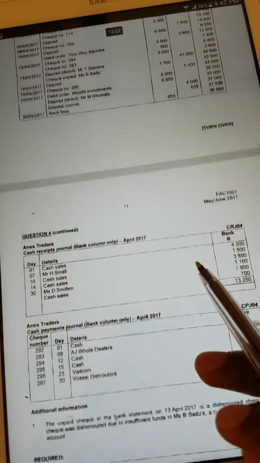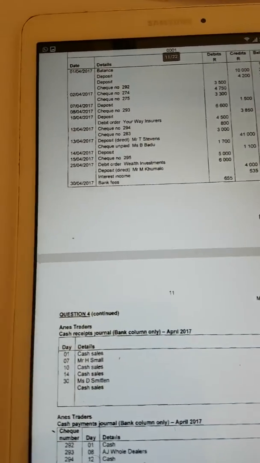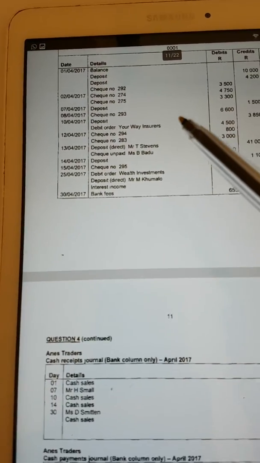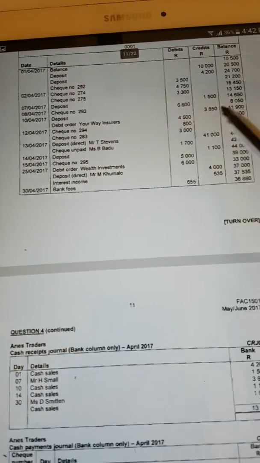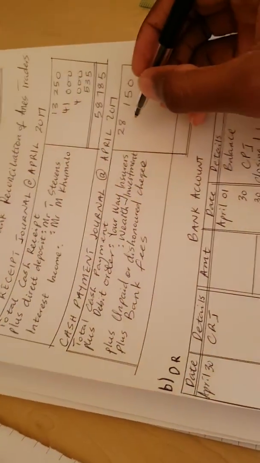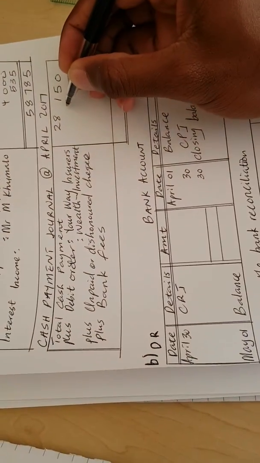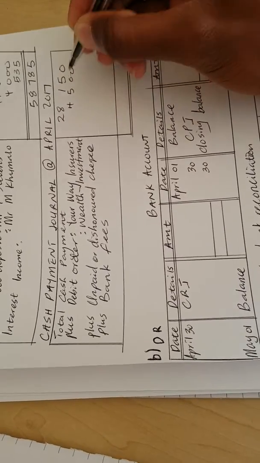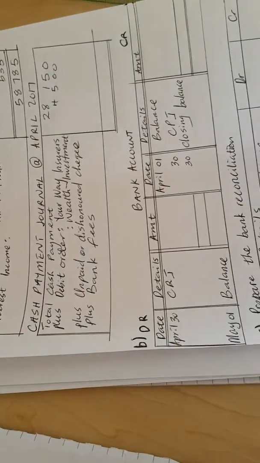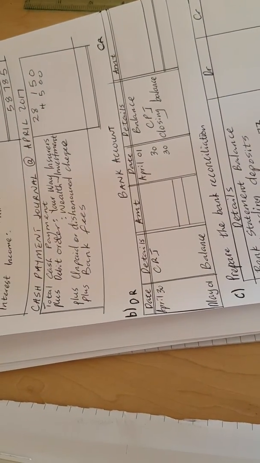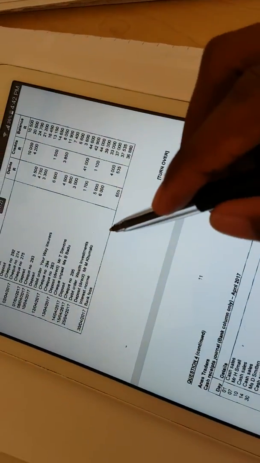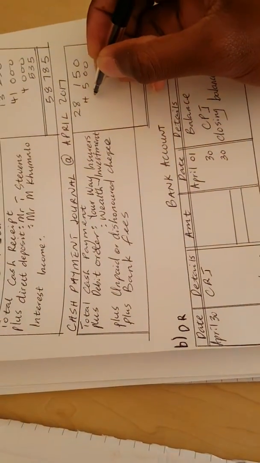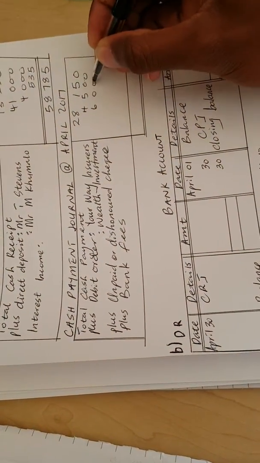So let's start with the debit order. Okay, the first debit order is your way insurance of 4,500. You add it. Okay, the other debit order is wealth investment of 6,000. You add it also, 6,000.